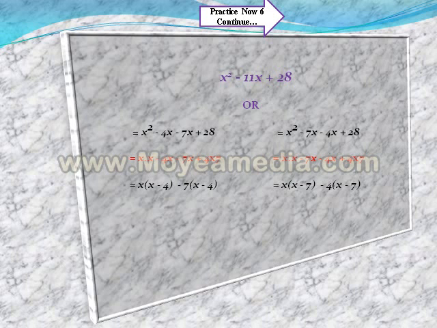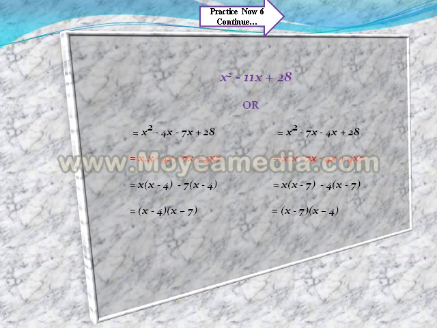Now come on the left side. Here x minus 4 is common, isn't it? So what remained is x minus 7. On the right side, x minus 7 is common in both terms. What remained is x minus 4. So you see, both the answers are the same.